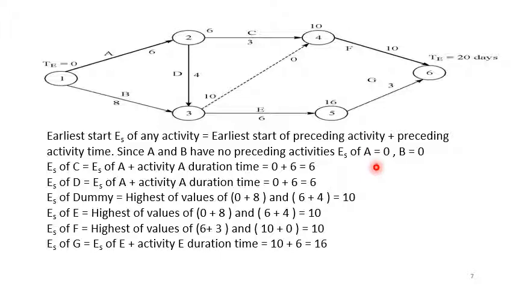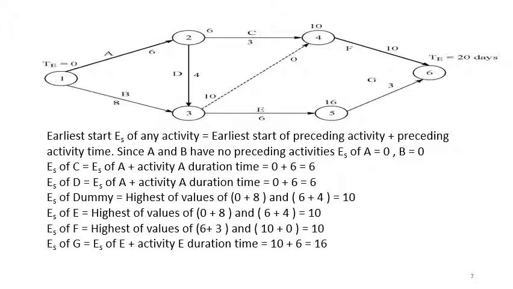And once you get the earliest start, see now the earliest start of F is 10 and earliest start of G is 16. So once you add these earliest start times with the individual activity timings, if you consider F, the earliest start is 10, so 10 plus 10 is 20. If you consider G, the earliest start is 16, 16 plus 3 is 19. The highest of these two values is 20, so the expected time of completion of the project is 20 days.